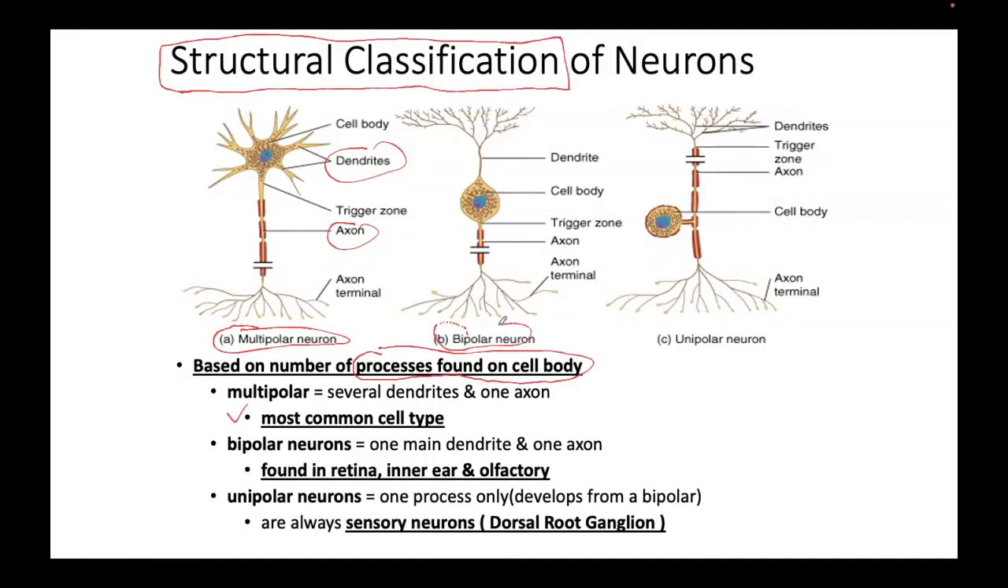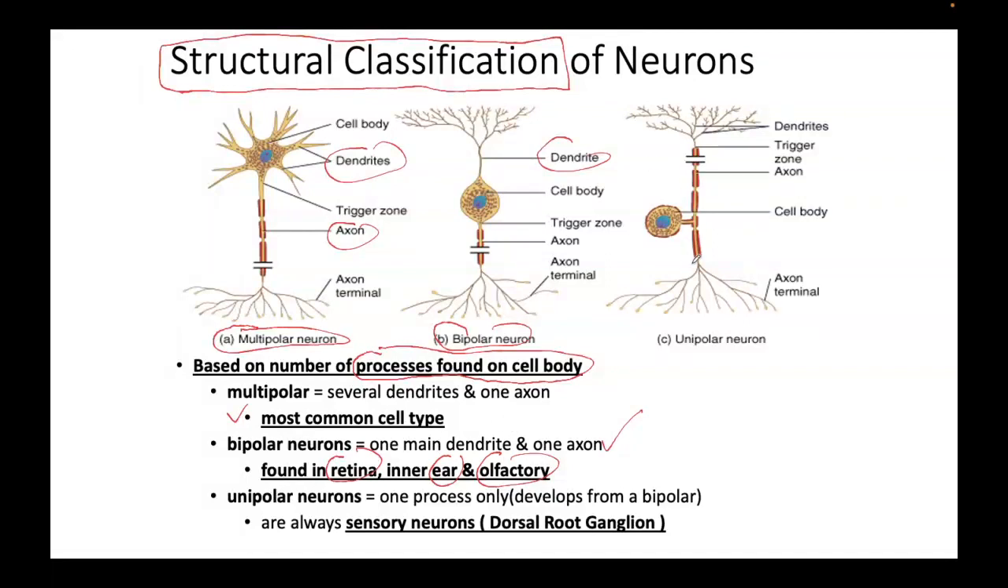Bipolar in the middle, B, bipolar is when we have one main dendrite, right? There may be many branches, but it's one dendrite coming off of the cell body, and it has one axon. So those are bipolar. These are with the special senses. So these are found in the eye and the ear and the nose, olfactory sense. So bipolar is going to be always sensory, okay, with the eye, the ear, and the olfactory.